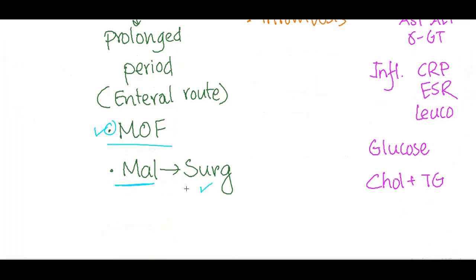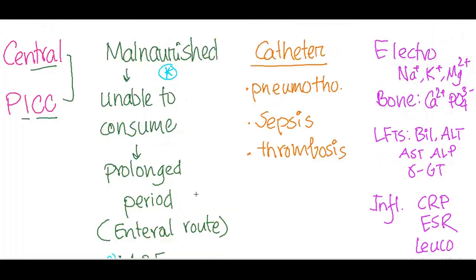Or any patient who has multi-organ failure, who is unable to feed orally because probably his consciousness level does not allow him, or he has some bowel disease, then you have to use a TPN, or total parenteral nutrition. So malnourished patient unable to consume enough for a prolonged period of time.